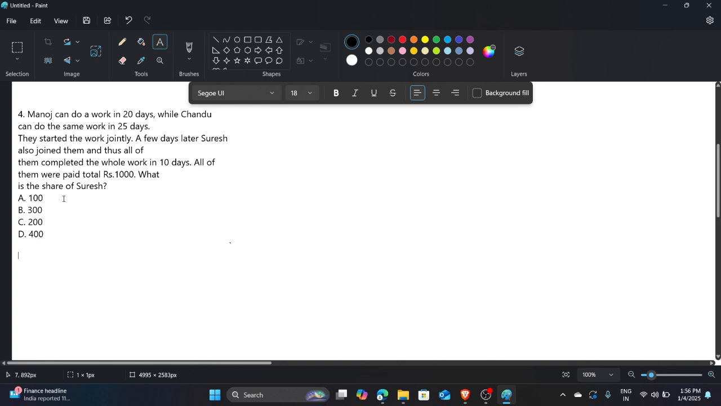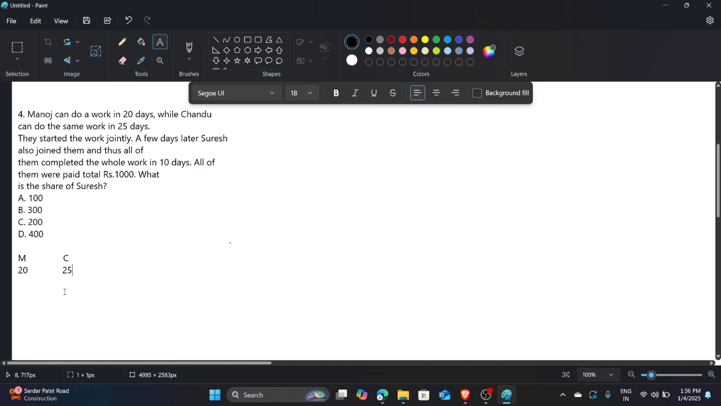Manoj can do a work in 20 days, while Chandu can do the same work in 25 days. Okay, so now I represent Manoj with M and Chandu with C. Manoj takes 20 days and Chandu 25 days. They start the work jointly. A few days later, Suresh also joined them, and all of them completed the whole work in 10 days. All of them were paid a total of 1000. What is the share of Suresh?